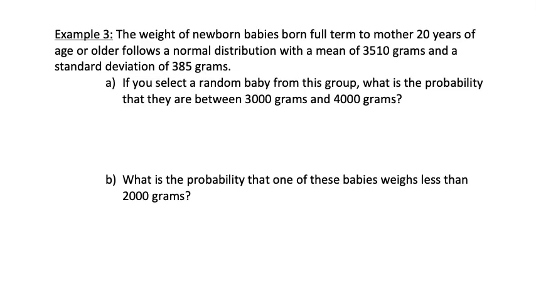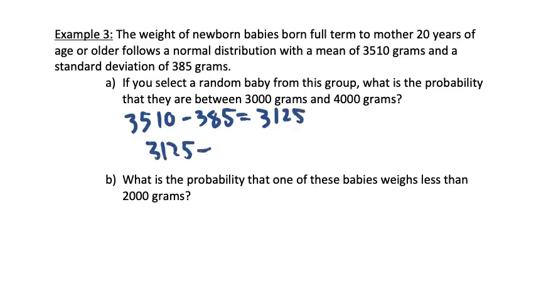You could try it and say, let's see, if I did 3,510 minus 385, that would give 3,125. And then, let's say I subtract one more standard deviation. If I minus 385 again, plug that in, that would give you 2,740. Okay. So I passed over the 3,000. It's not exactly going to work.